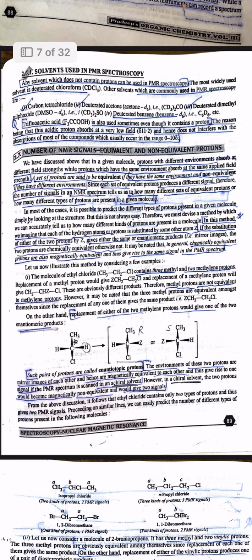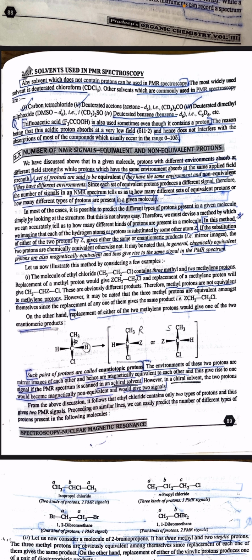Number of signals, equivalent and non-equivalent protons. We have discussed above that in a given molecule, protons with different environments absorb at different field strengths, while protons which have the same environment absorb at the same applied field strength. A set of protons is said to be equivalent if they have the same environment, and non-equivalent if they have different environments.